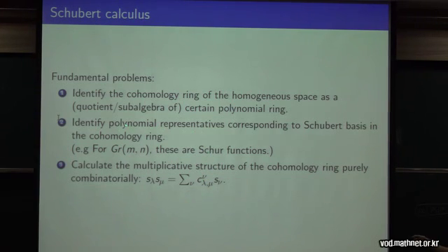And you can also ask for a polynomial representative that corresponds to the Schubert basis. So basically, for the GLN case, it's a Schur function. So the question is, for other varieties, what are the corresponding functions? That's basically the question. And also, this is a bit harder problem: finding a structure constant, like a multiplication rule in terms of these functions and coefficients, and finding a formula for this constant.